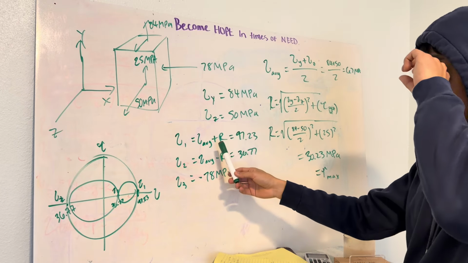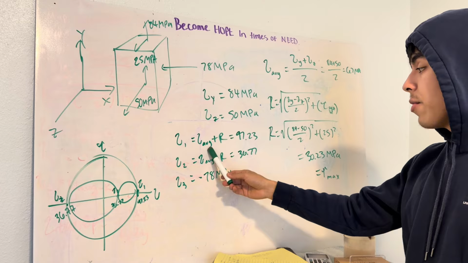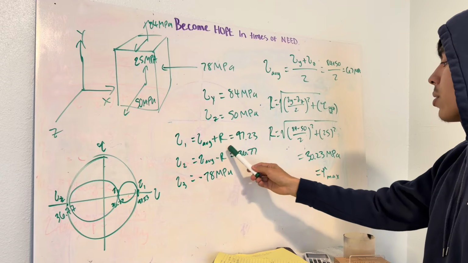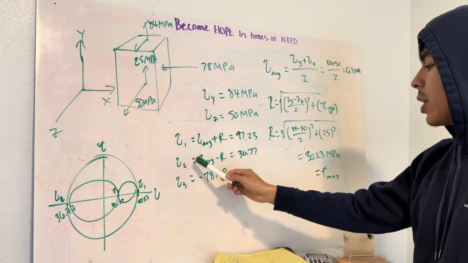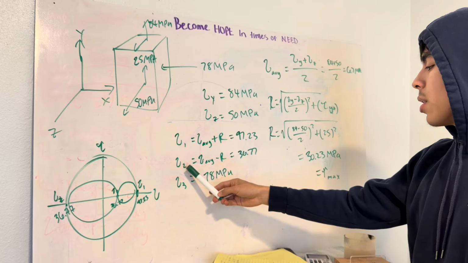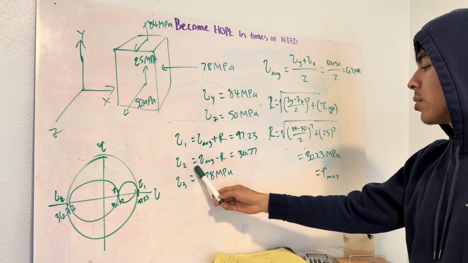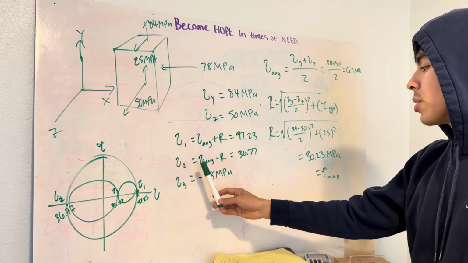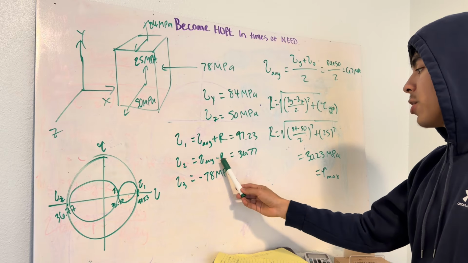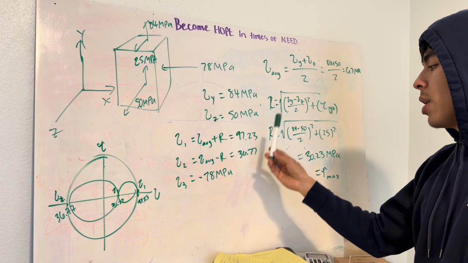So we do our average plus our radius. We have our average right here, have our radius right here, add those up. That's our maximum stress. And then to get our minimum stress, actually no, this is our minimum stress. This right here is what's going to be in the middle. So we do sigma average minus R, we get this.